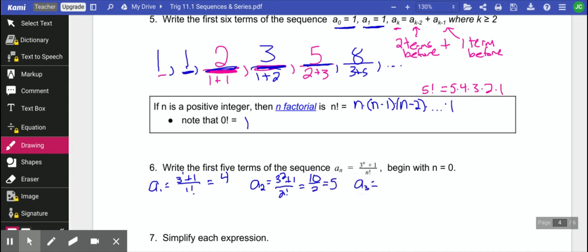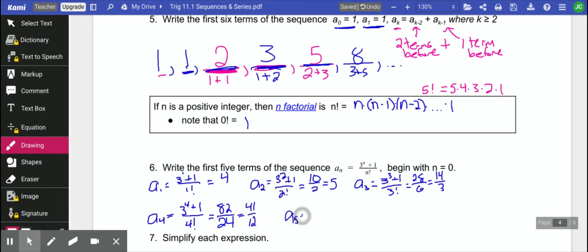To find the third term, plug in 3. So that's going to give us 28 over 6. That will be 14 thirds. The fourth term, 3 to the fourth plus 1 over 4 factorial. So it's 82 over 24. I'm getting real tired of reducing these. 41 twelfths.